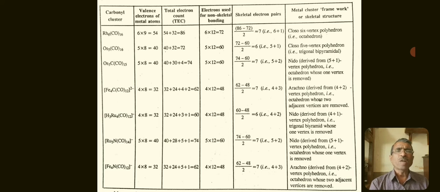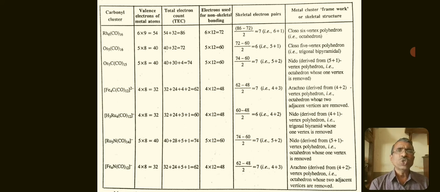Now, the 15 carbonyls, the contribution from the carbonyls will be 15 into 2, 30 electrons. And the carbon atom gives 4 electrons. So, therefore, it becomes 40 plus 30 plus 4, it becomes 74. Now, from each metal atom, 12 electrons have to be subtracted. So, since there are 5 osmium atoms, 12 into 5 becomes 60. So, that is 74 minus 60 divided by 2, it becomes 7.